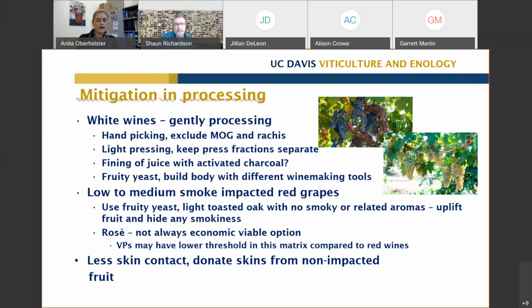I know people have success where they had inventory that wasn't impacted and could just press off, donate skins, and do a fermentation in that way. In general, what I'm saying is, if you have a red wine that's medium to high impacted, and you have to make that wine, make the best one you can. As much phenolics, as much color, as much fruit as you can, because whatever you're treating at the end is also going to impact the overall composition of your wine.